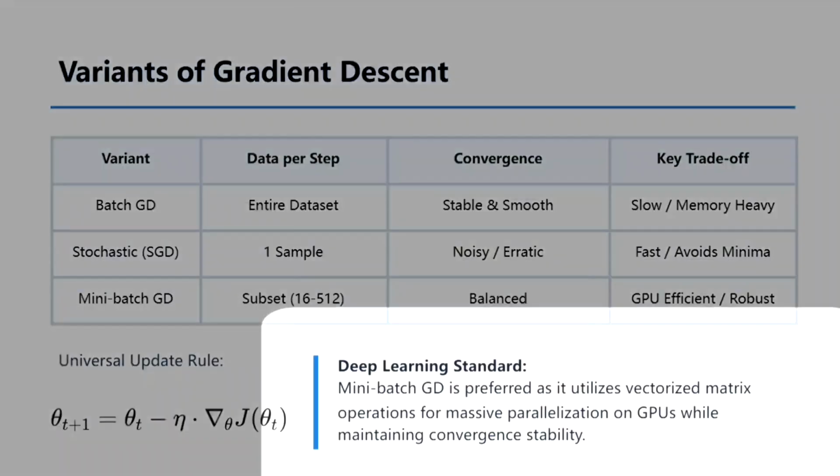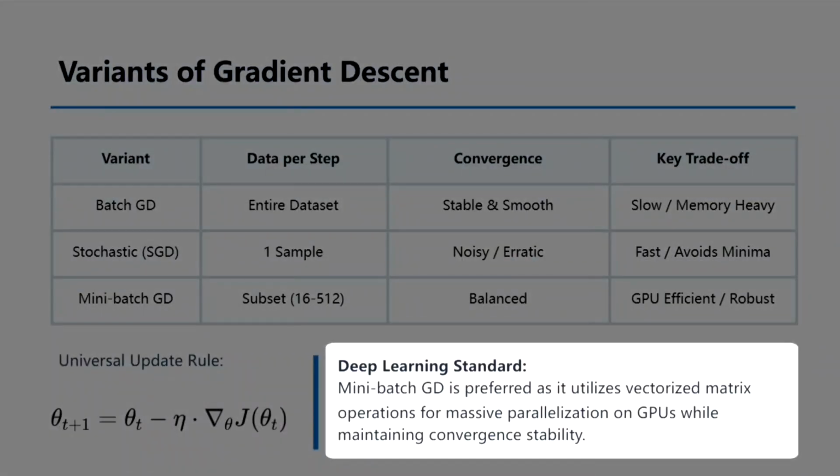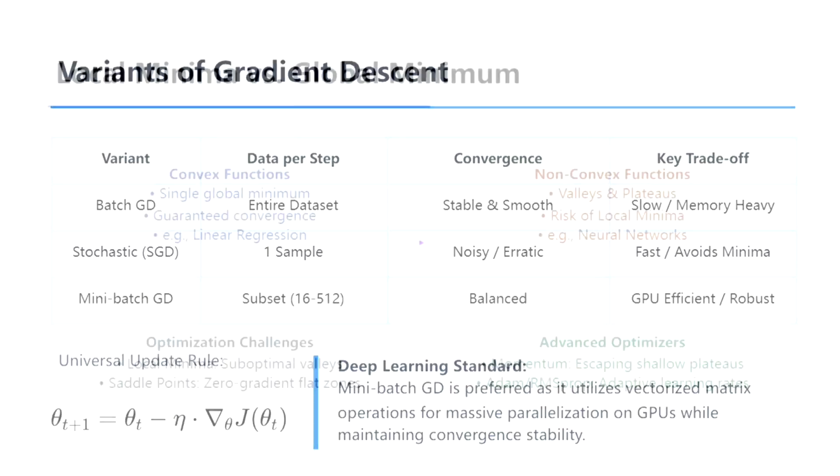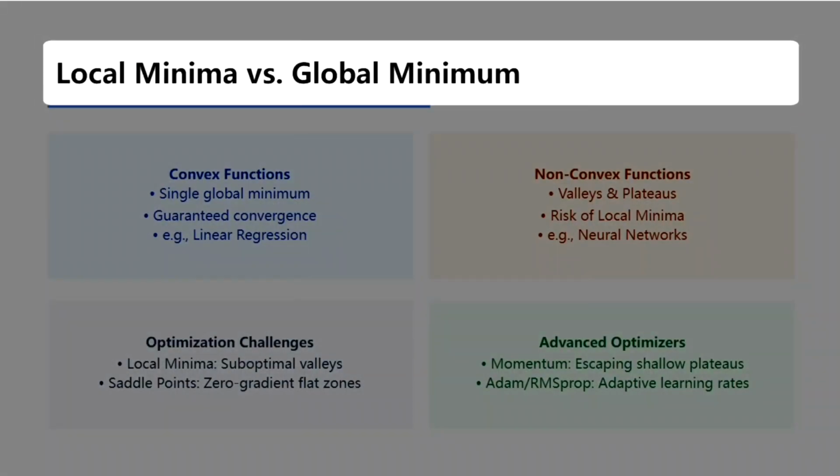In practice, mini-batch gradient descent is the industry standard. It strikes a balance by using small subsets of data, allowing us to leverage powerful GPU matrix operations for speed, while maintaining stable convergence. To wrap up our session today, we need to address the actual landscape our algorithm navigates.